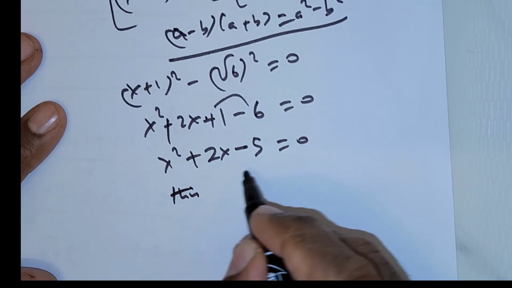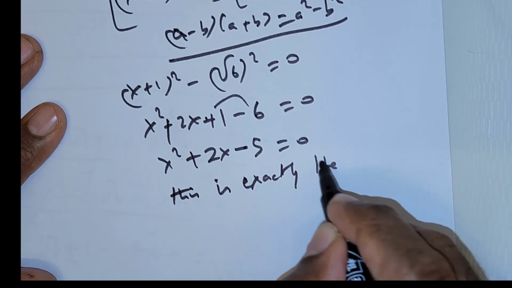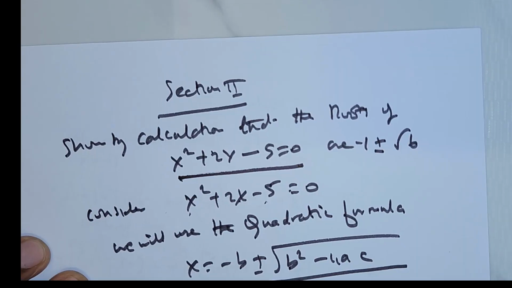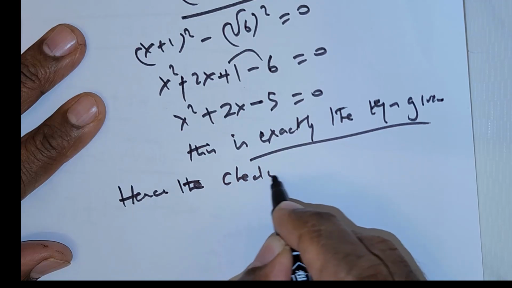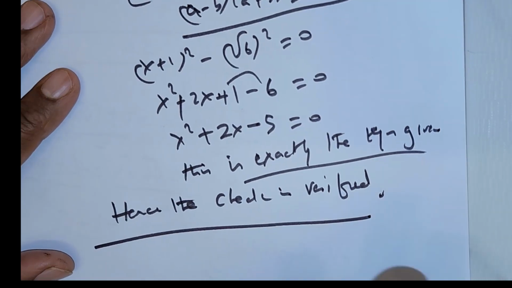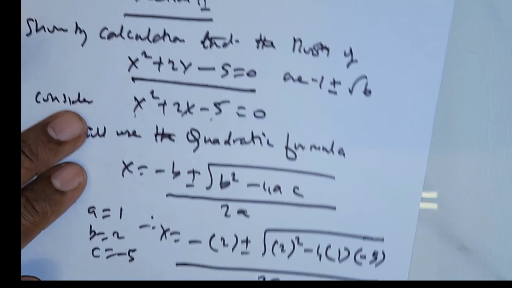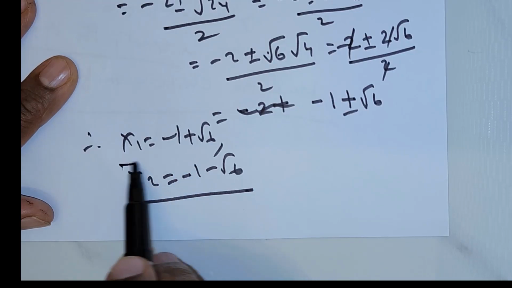So this is exactly the question given. This is exactly the equation given: x squared + 2x - 5. Hence the check is verified. Now you don't have to do this. This has been done for your understanding. It's extra information. Your work stops right here, the minute you have zeroed in on the roots. Okay, let's move on to the next one.